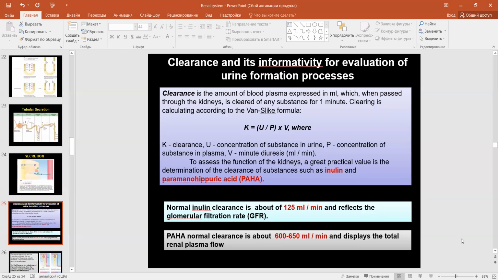Now let's talk about plasma clearance. Of the 125 milliliters of plasma filtered per minute, typically 124 milliliters per minute are reabsorbed. So the final quantity of urine formed averages 1 milliliter per minute. Of the 180 liters filtered per day, 1.5 liters of urine are excreted.